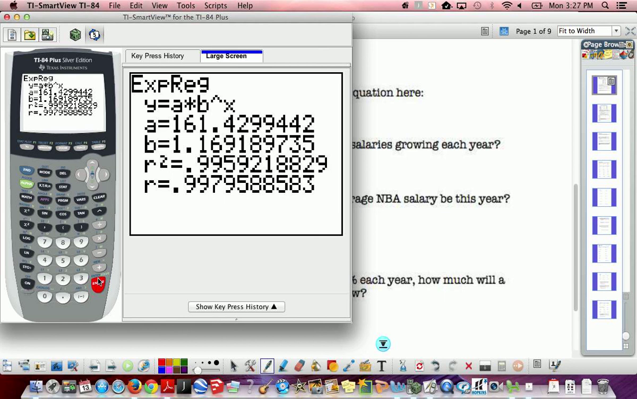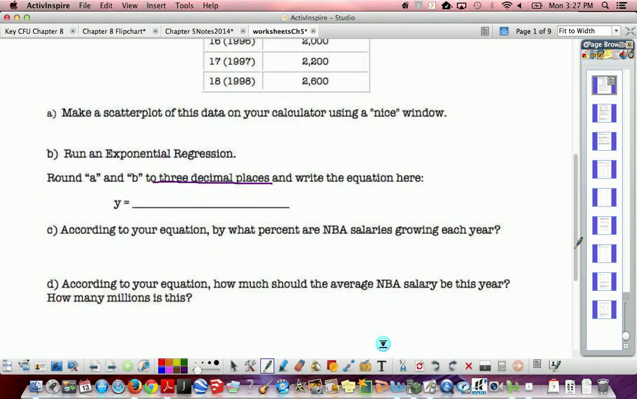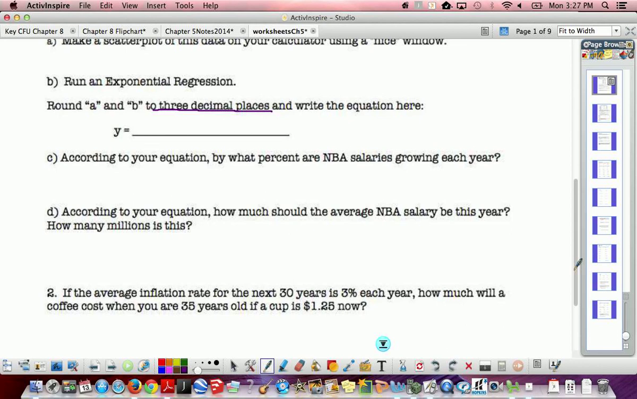So I can go ahead and write it in. A is your starting value, b is your common ratio. What are you multiplying by each and every term to get the value? So I can go ahead and write those values right in here. So I get 161.423 times 1.169 to the x power.